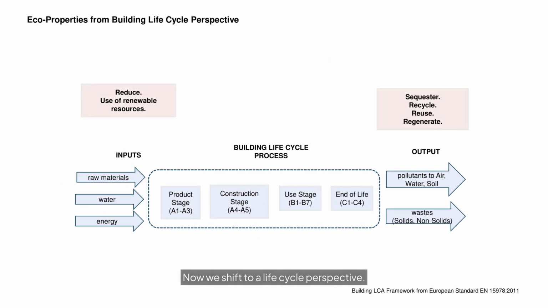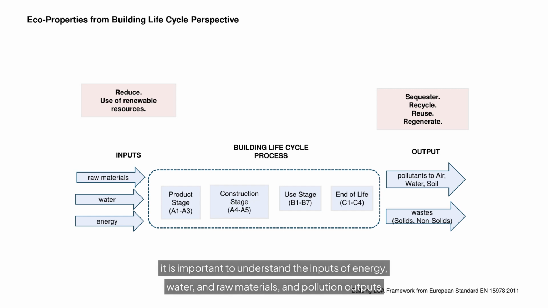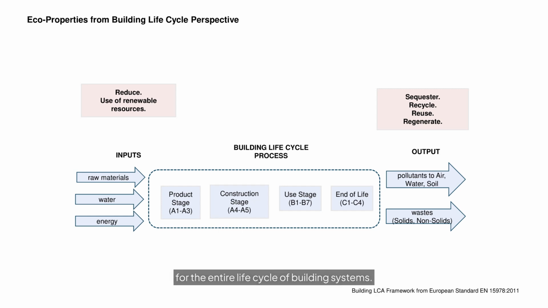Now we shift to a life cycle perspective. This diagram, based on the EN 15978 standard, shows the inputs and outputs over a building's entire life cycle. While embodied energy concerns the cradle-to-gate system boundary, it is important to understand the inputs of energy, water, and raw materials and pollution outputs for the entire life cycle of building systems.